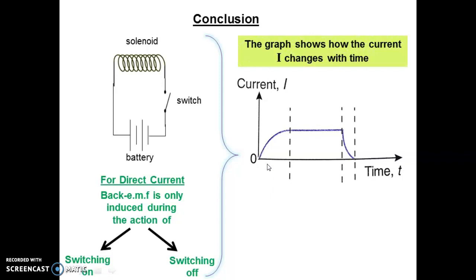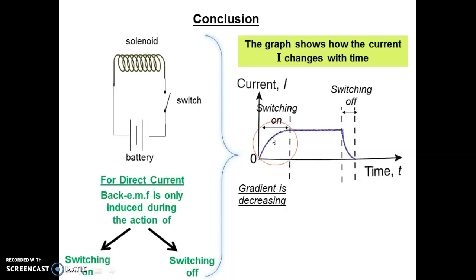Okay, now if we plot the graph of I against time, at the moment the switch is on, the graph will be a curve, then a straight line as the current becomes constant, and at the time the switch is off, the graph goes back to a curve.